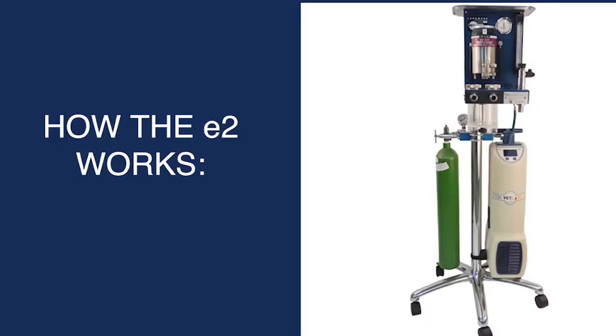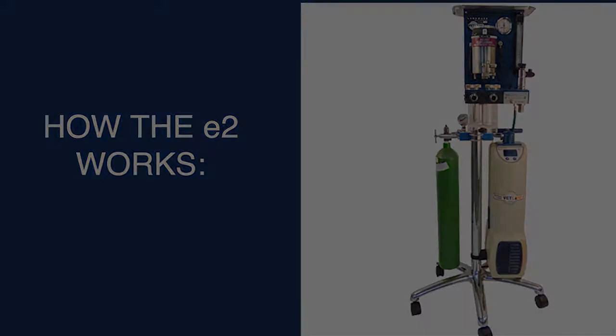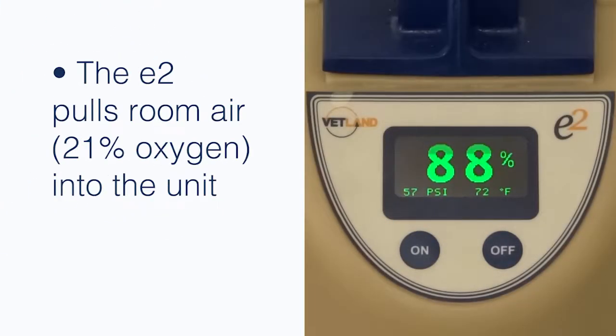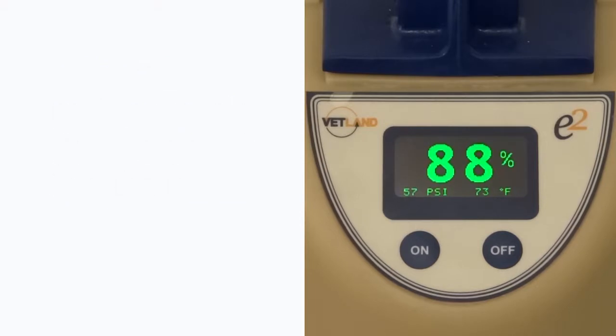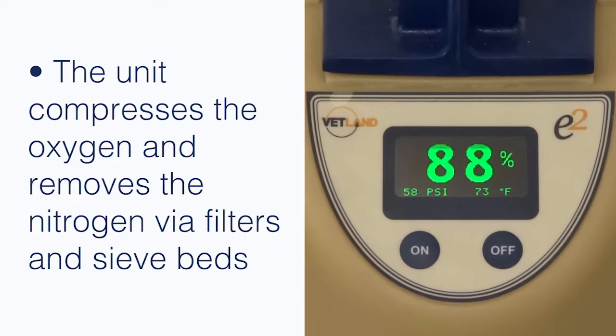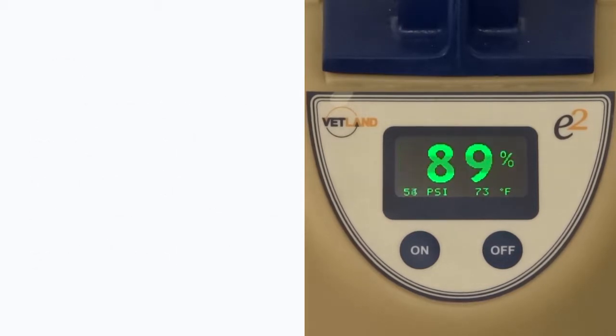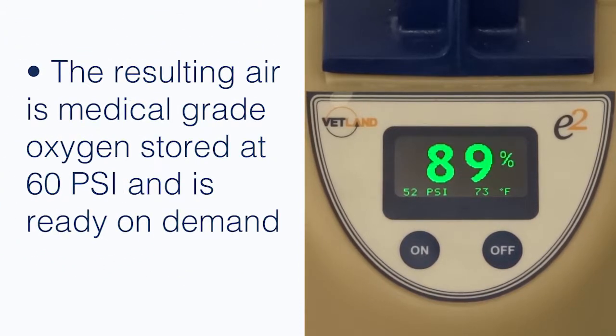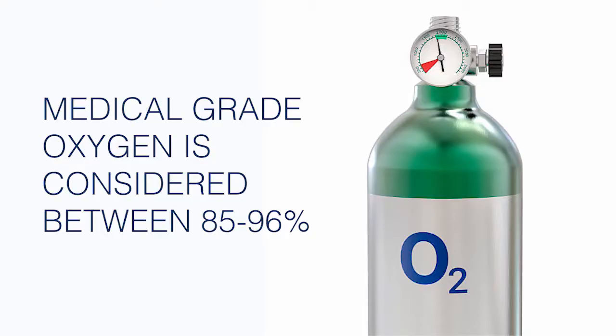How the E2 works. The E2 pulls room air into the unit. The unit compresses the oxygen and removes the nitrogen via filters and sieve beds. The resulting air is medical-grade oxygen stored at 60 psi and is ready on demand. Medical-grade oxygen is considered anywhere between 85 to 96%.